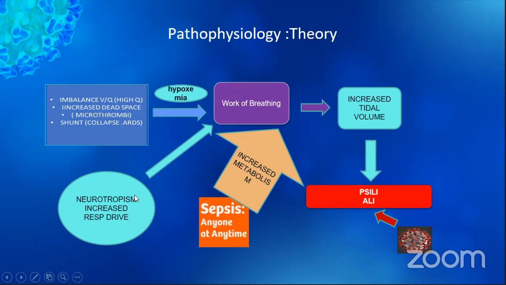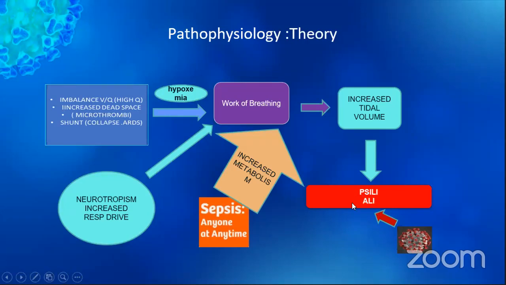So once hypoxemia, neurotropism, and increased work of breathing are present, what will happen? The patient will have increased tidal volume. With every breath, he will try to inspire more and more air into the lungs. And what will happen? It will lead to patient self-induced lung injury. Because, of course, if we give tidal volume from outside by mechanical ventilator, and it is beyond the capacity of the patient's lungs, it will cause damage to the lung. The same thing happens, and the patient is actually doing harm to himself by increasing work of breathing and increasing tidal volume. That's why it's called patient self-induced lung injury.